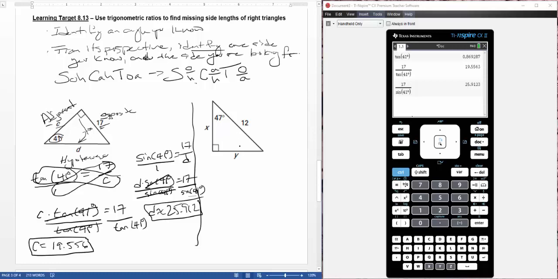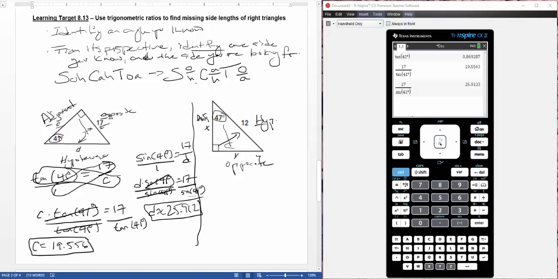Let's try solving this problem. Let's see. I know this angle is 47. The side opposite of 47 is y. The hypotenuse is 12. So that means that x must be the adjacent, again, from 47 degrees' perspective. So let's see. Maybe I find x first. From this 47 degrees, I'm looking for x, and the side I know is the hypotenuse.